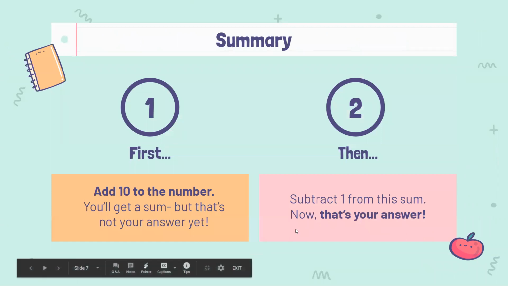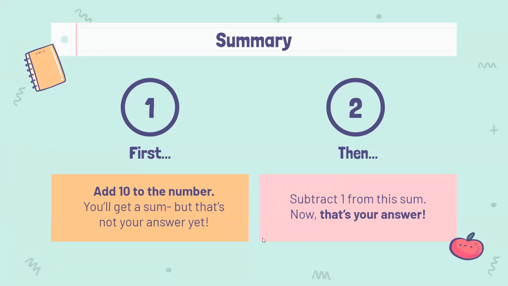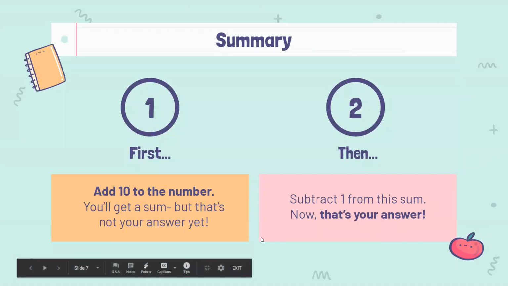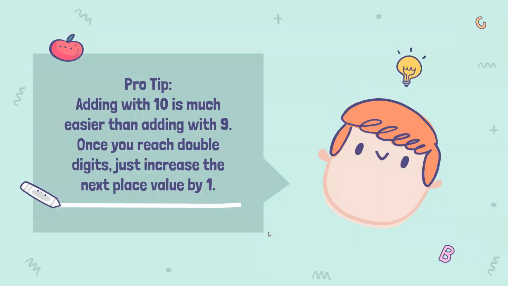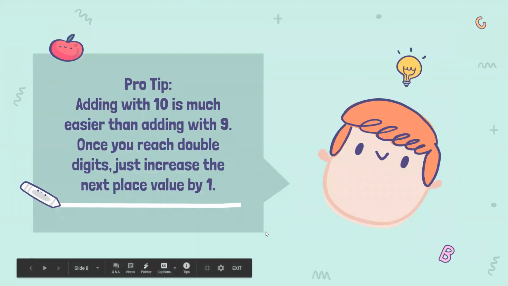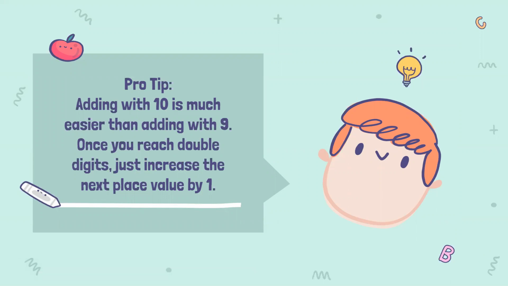In summary, if that story was too hard to comprehend, there are 2 basic steps. You first add 10 to the number, then you subtract from the sum. All you need to remember is to add 10 and subtract 1. Adding with 10 is a lot easier than adding with 9. Once you reach double digits, just increase that next place value by 1.